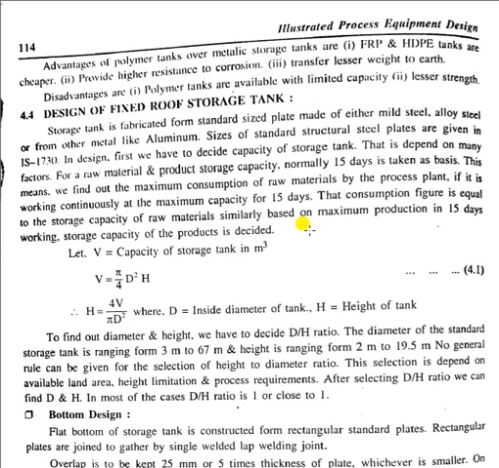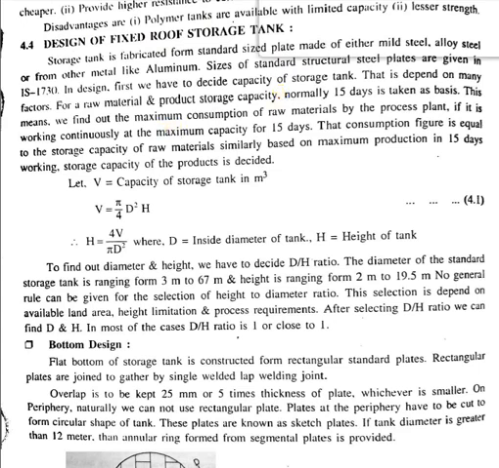In the Process Equipment Design 2 subject, we are discussing storage tank design. We discussed the design of a fixed roof storage tank, in which we discussed the equation for the volume, that means the required capacity, V. So this equation we already found.